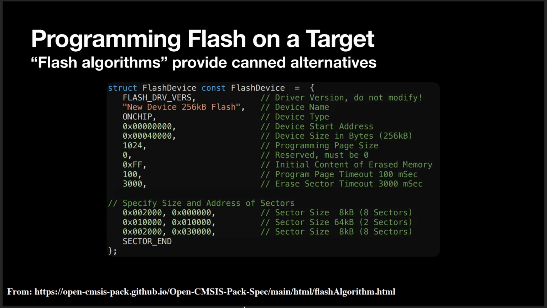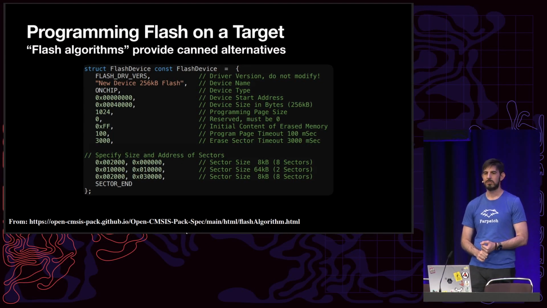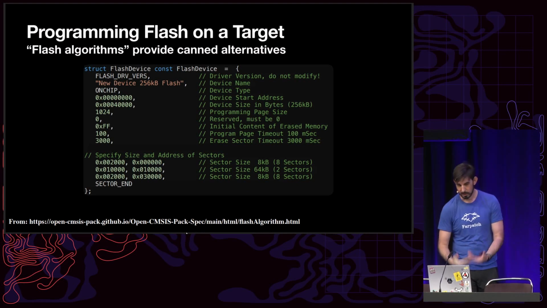But it does mean that you tend to have slightly worse performance, and it can be very difficult to customize this for different targets. So both options are available. You can actually do both in the same project. I believe probe-rs at least supports custom Flash algorithms. But by and large, this is how you would actually program Flash.